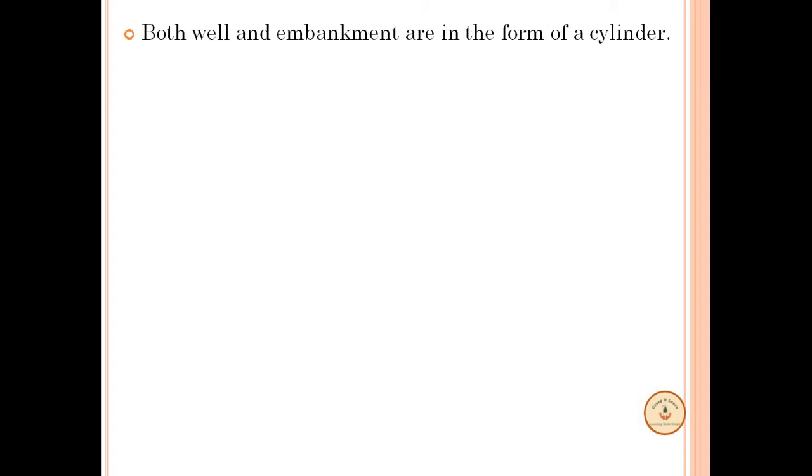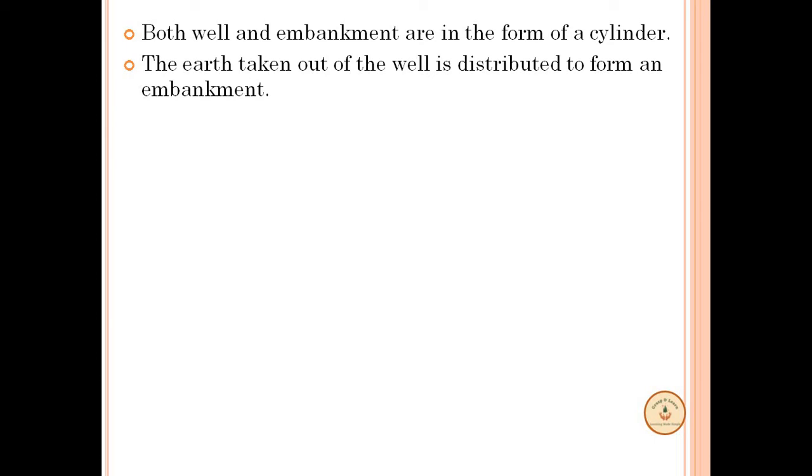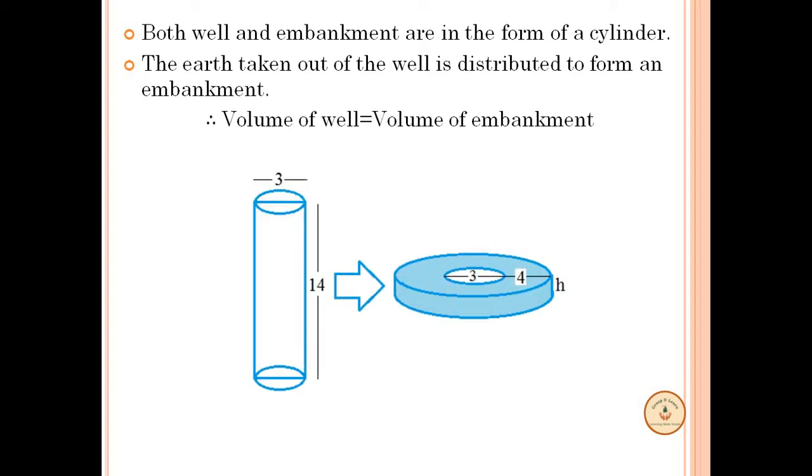As we saw in the previous pictures, both the well and the embankment are in the form of a cylinder. The embankment, however, looks like a hollow cylinder. Now the embankment is made out of the soil taken out of the well. So how much soil we got out of the well, that much soil we have used to make the embankment. So we can say that volume of well will be equal to volume of the embankment because we have used the equal amount of soil or earth that we got from the well to build this embankment. So we will solve further using the relation that volume of well is equal to volume of embankment.